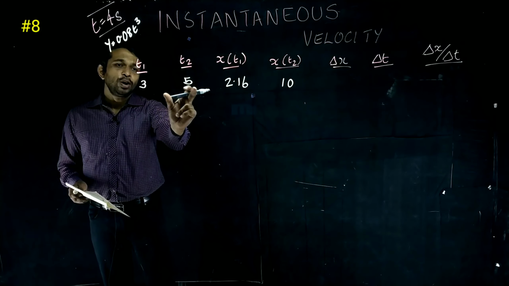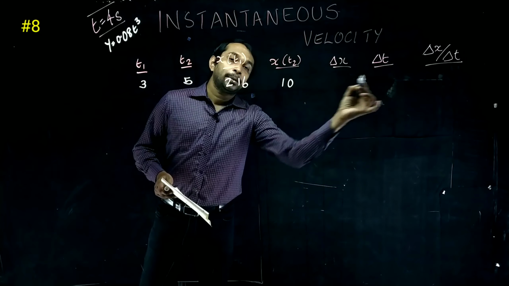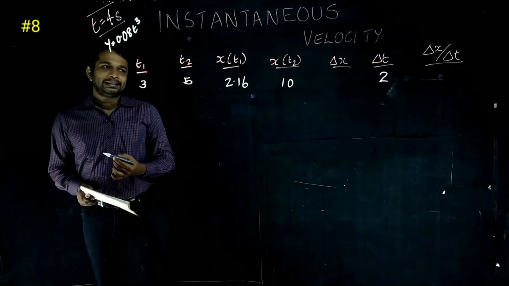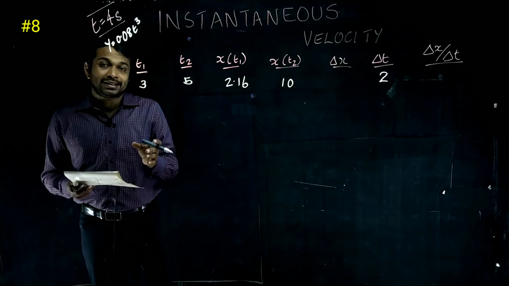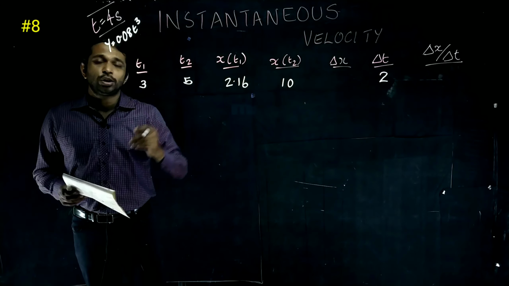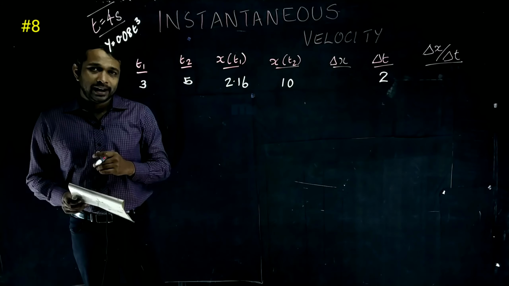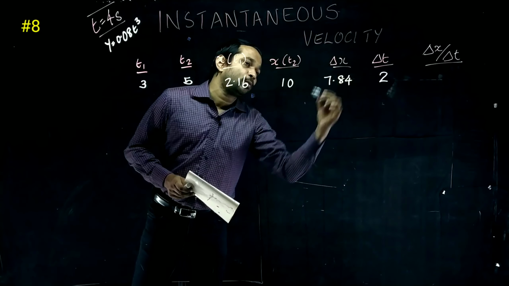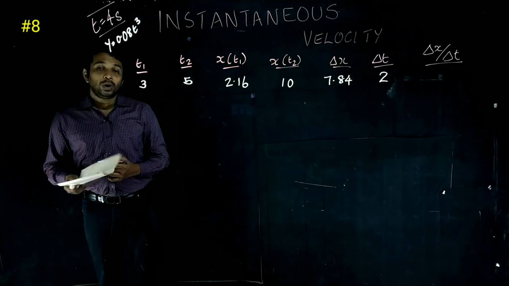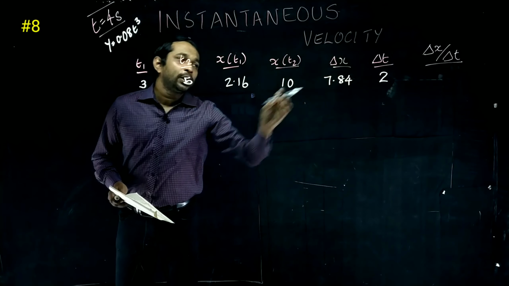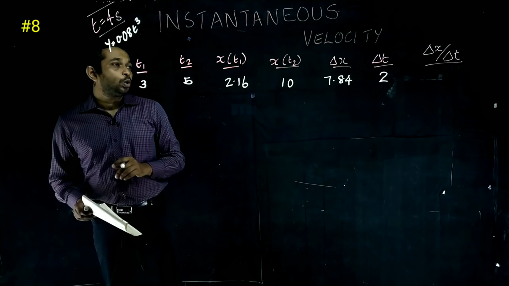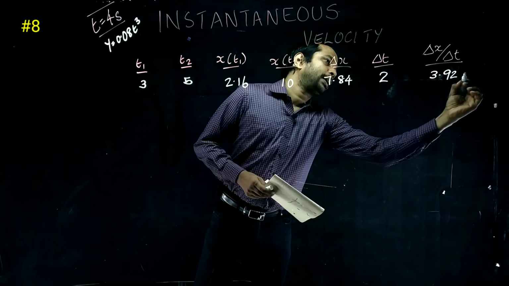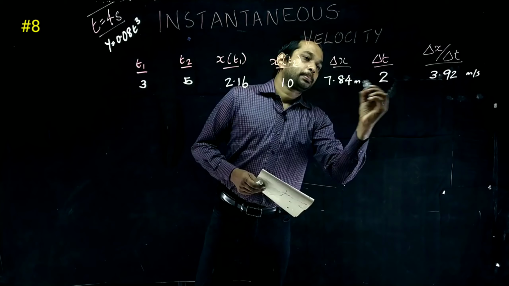So for these 2 seconds, which is the delta t, what is the distance traveled? It is 10 minus 2.16, right? So in 2 seconds the object has traveled 7.84 meters. And what is the velocity? This 7.84 divided by 2, which is 3.92 meter per second.